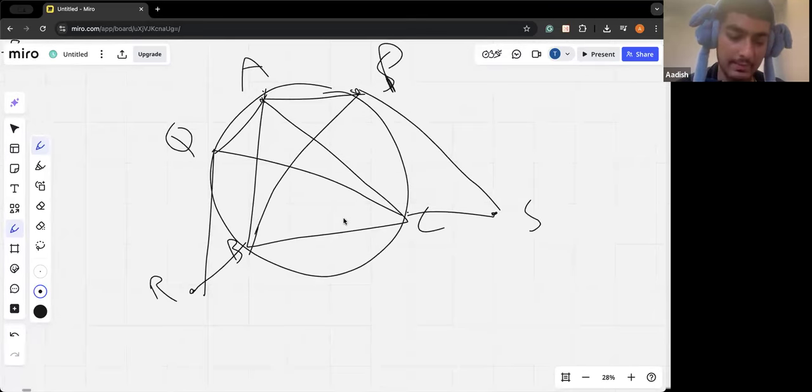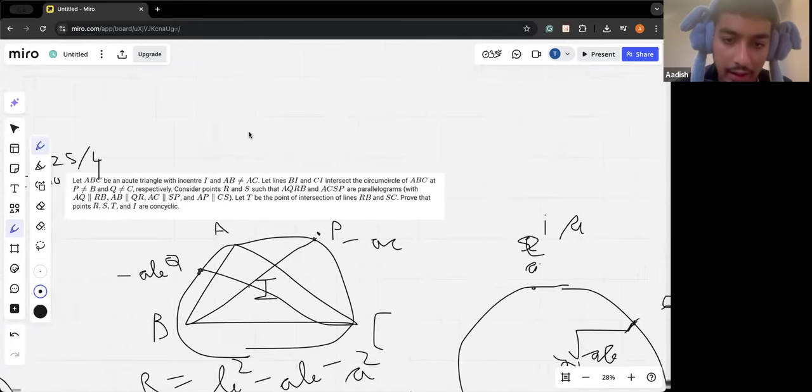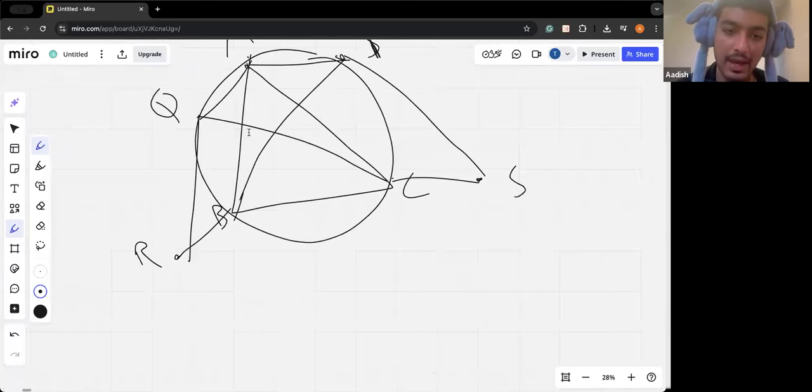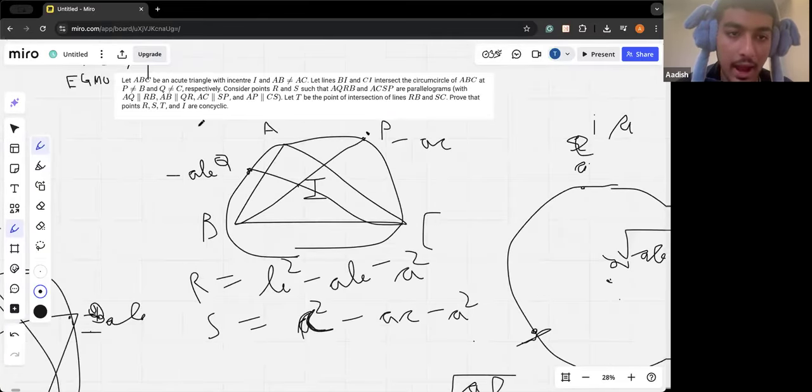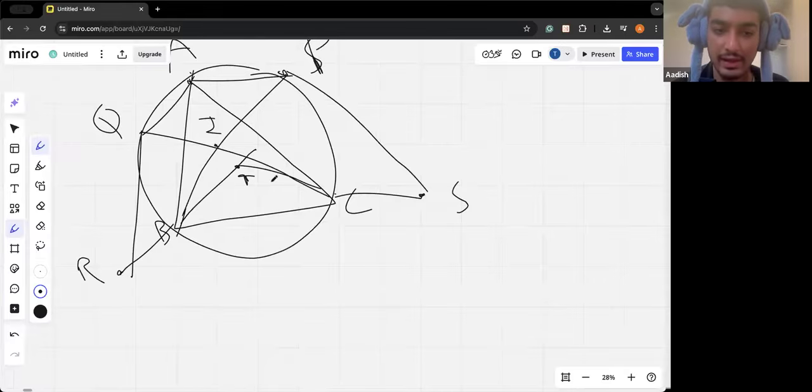And so what is T? T is the intersection of RB and SC. So like here, T and I. And what do you want to prove? R, S, T, I are cyclic.